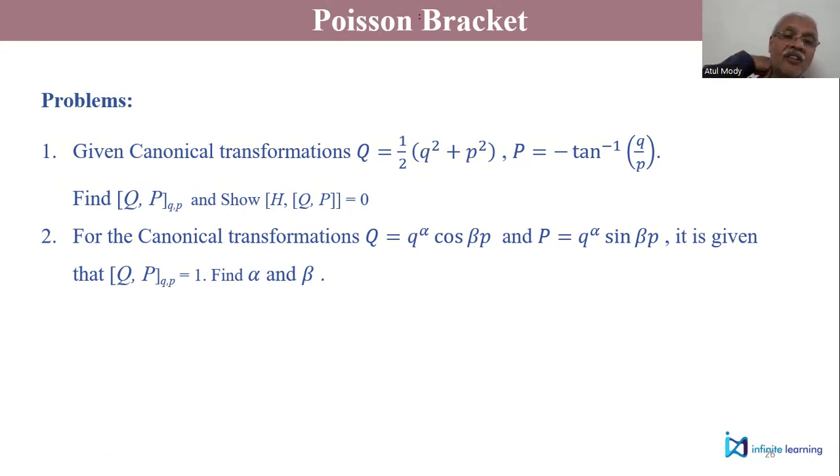For the canonical transformation, this is another transformation. Again, you are asked to find, so you are not asked to find Poisson bracket, but you are given that the Poisson bracket has a value 1. In that case, you are expected to find value of this constant alpha and beta that appears in the functional form, right? Q raised to alpha. So the power alpha and beta, which is the coefficient of momentum.